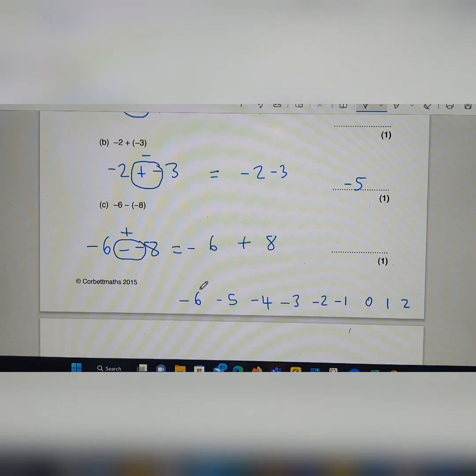So -6 add 8. 1, 2, 3, 4, 5, 6, 7, 8. So if you run out of space, you can still write some more numbers. So I could have chosen to write some more numbers here as well, just to make sure that I've counted 8, but I have counted 8 anyway. My solution is 2.